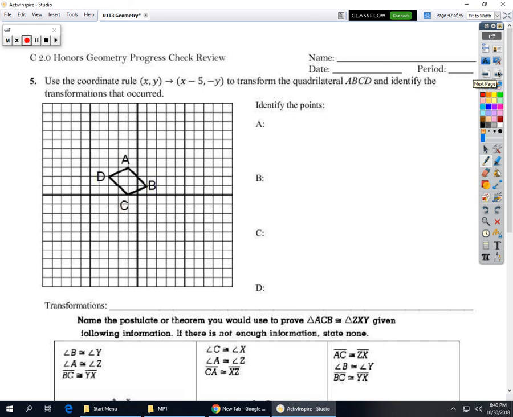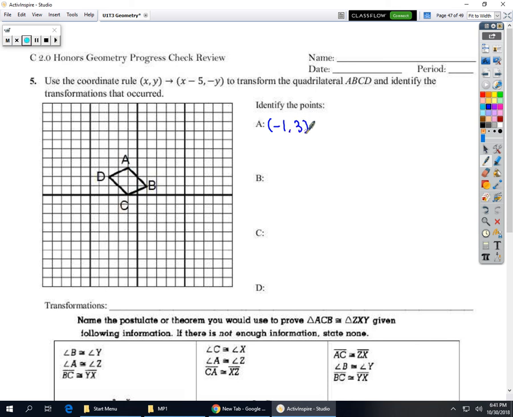Right, this one is coordinate rule. So use the coordinate rule to transform this quadrilateral, identify the transformations that occurred. So I want to actually put these points into coordinate notation. So we're actually needing to do the math. You're going to need to do some adding and subtracting or making things negative. So first thing we're going to do is identify the first point. So what's the first point at A? That is negative 1, 3.